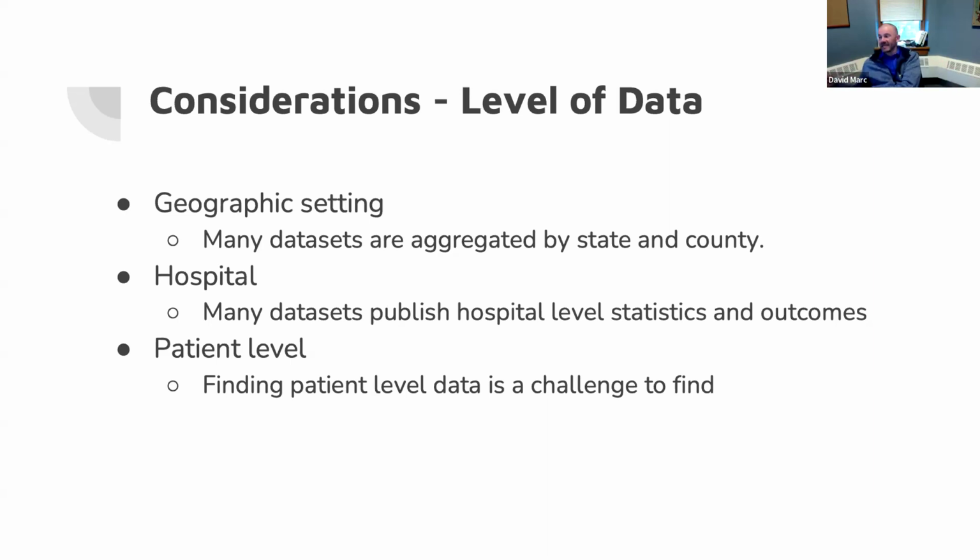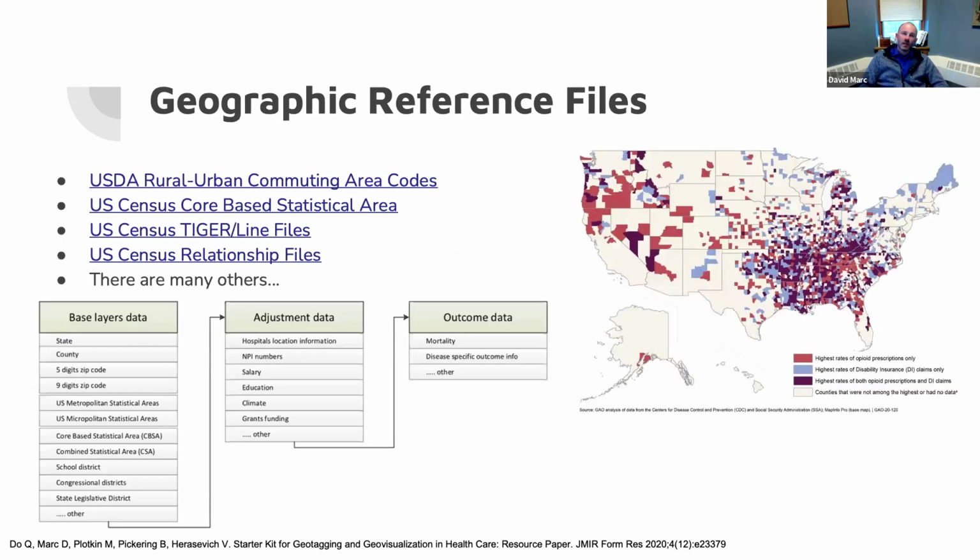Well, a lot of public data can't publish just patient level data because of HIPAA, and that would potentially violate HIPAA if you can see actual protected health information about patients. So this is where you might have to use geographic reference files to connect data sets and to make sense of the geographic boundaries that are available in that data.